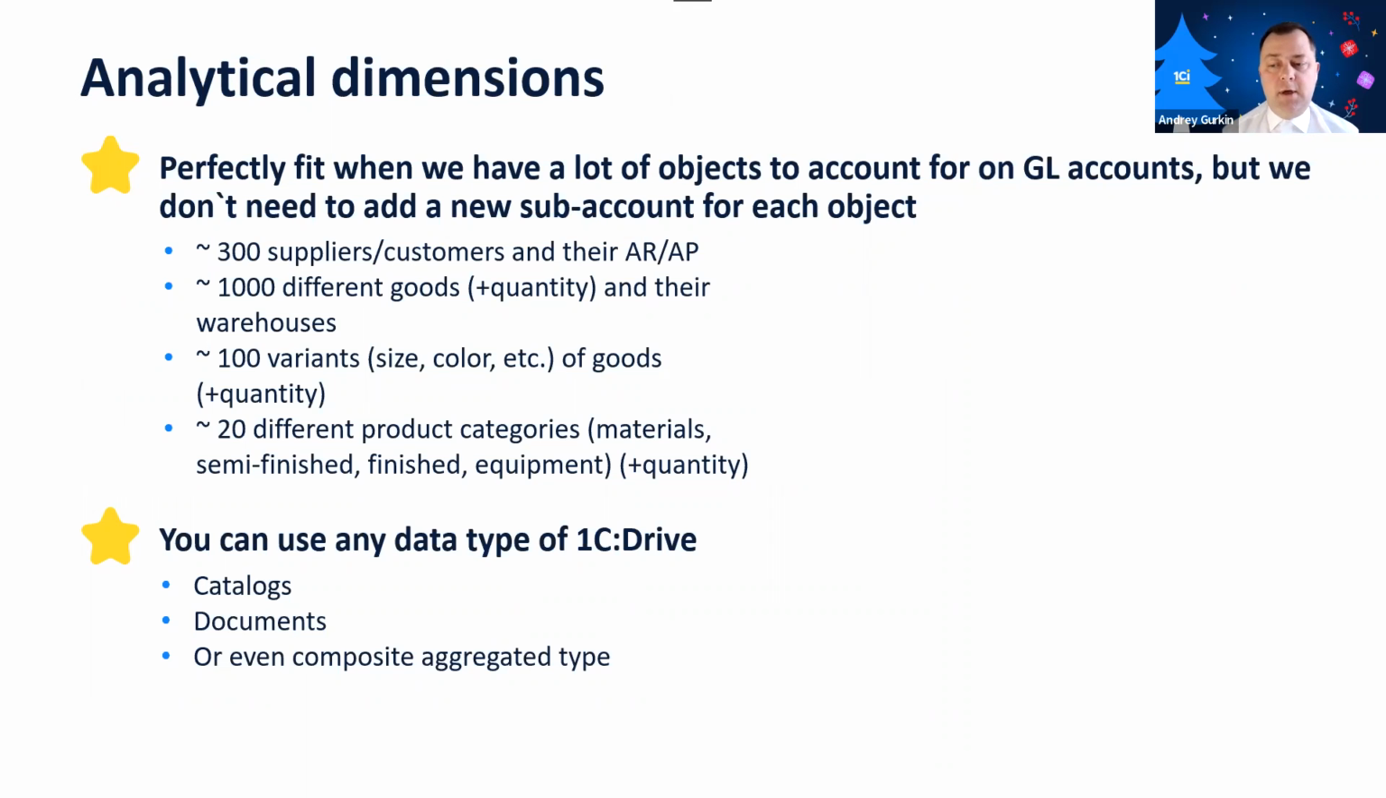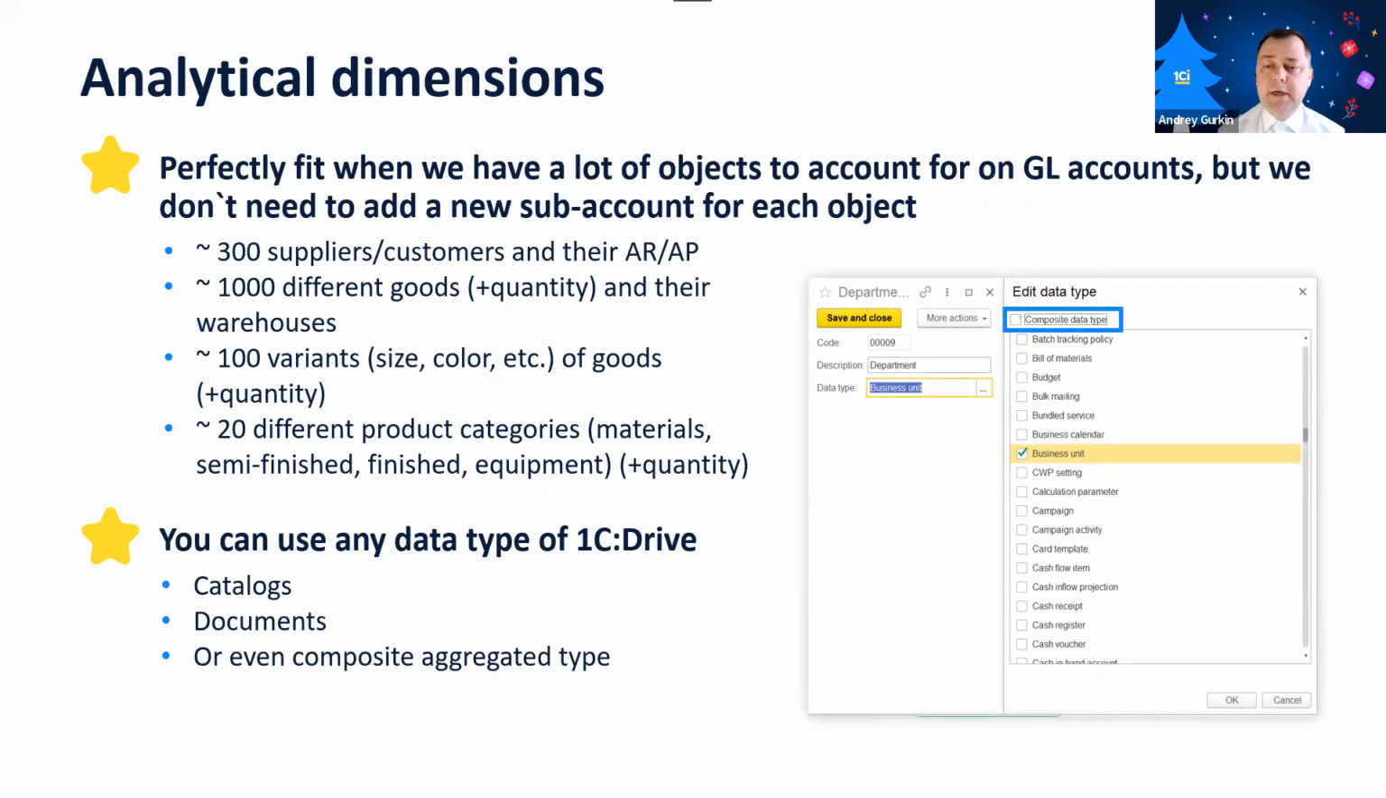Analytical dimensions. It's a brand new feature too, and it fits perfectly for situations when we have a lot of objects to account for on GL accounts, but we don't want to add a new sub account for each object. And of course, it depends on numbers. If you want to analyze your turnovers or balances, for example, for 2 products or 2 suppliers or customers, it's okay. But if we are talking about tens and hundreds and thousands, it's not so simple. You can use any data type of OneC drive, such as any catalogs, any documents, or even create your composite aggregated type. You can see it on the screen. You can add as many types as you want to, and create another type.